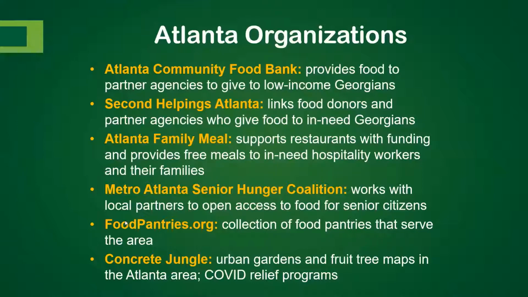So the Metro Atlanta Senior Hunger Coalition has a lot of programs around getting food and increasing access to food for seniors. Foodpantries.org will just give you a list of food pantries in your area. You just have to plug in your area code. And then there's a lot of urban gardens and food rescue organizations, especially around Atlanta. So I just want to highlight one of them, Concrete Jungle. They do a lot of urban gardening. They also have a fruit tree map, and they have some COVID-specific programs like a grocery delivery service in these times. Next slide, please.